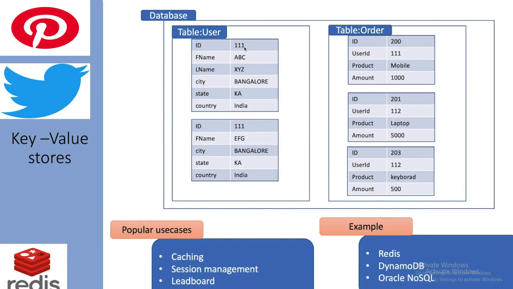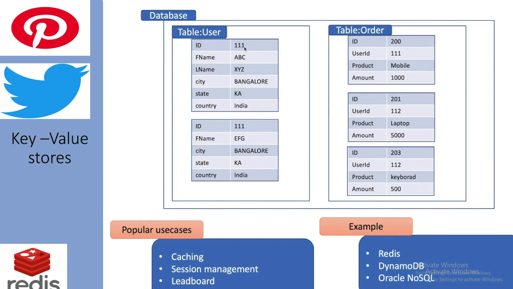And coming to the real world, this particular logo is related to what? Pinterest. Pinterest is a company using this key value storage mechanism, and Twitter is also using a key value storage mechanism. I have listed only a few here. There are a lot of companies using key value storage mechanisms. Basically, in key value storage, the data is stored in the form of key values.